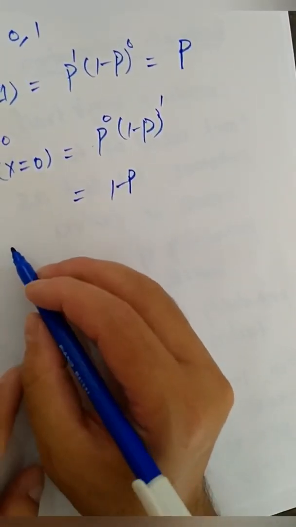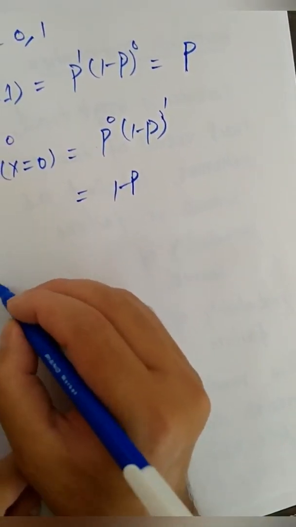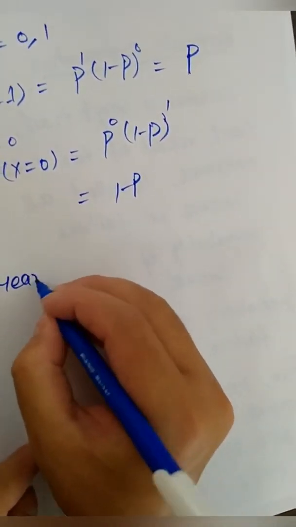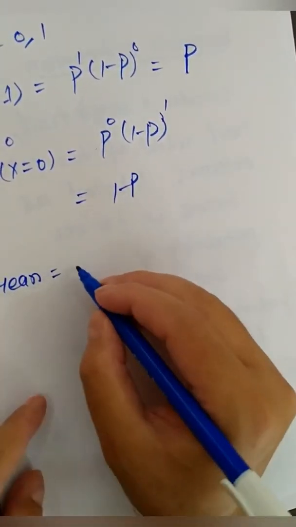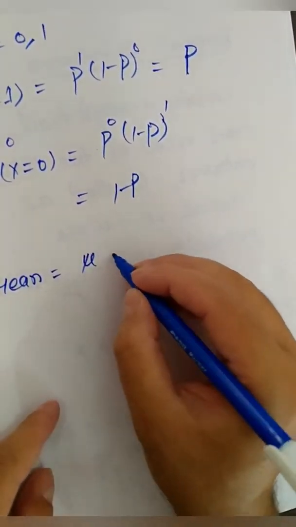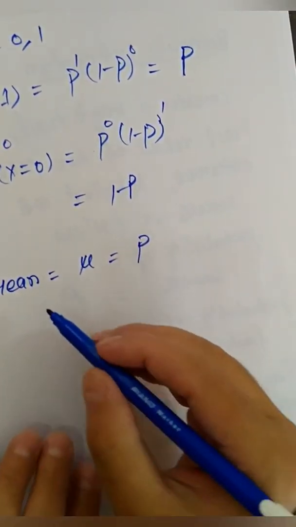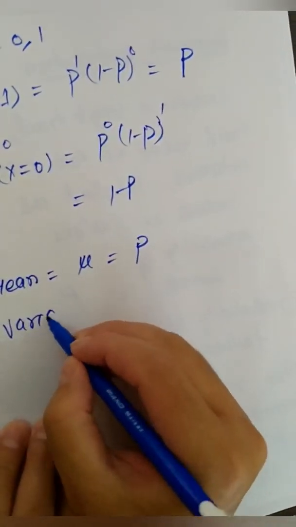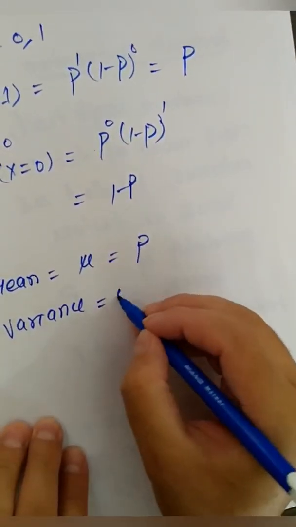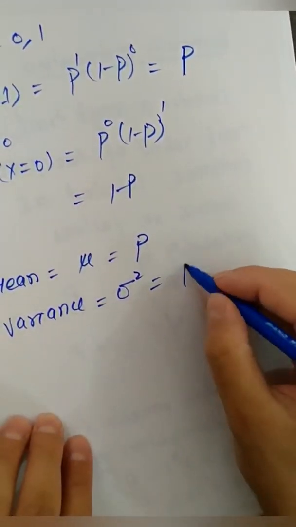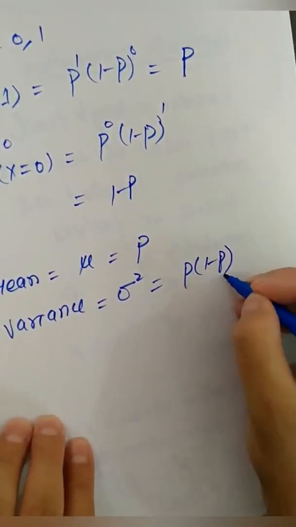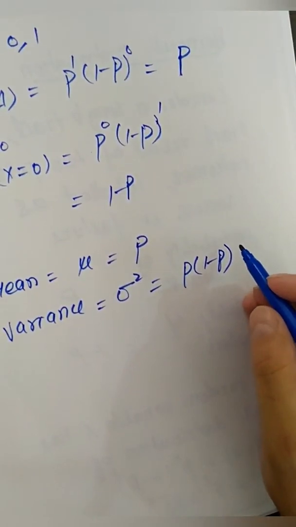So in this case the mean value or expected value, that is mu, would be equal to p, and the variance is p into 1 minus p.